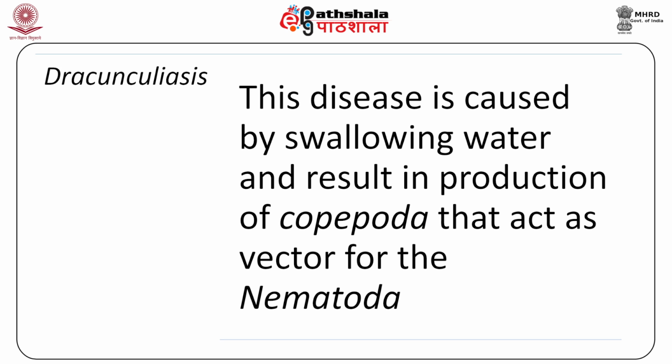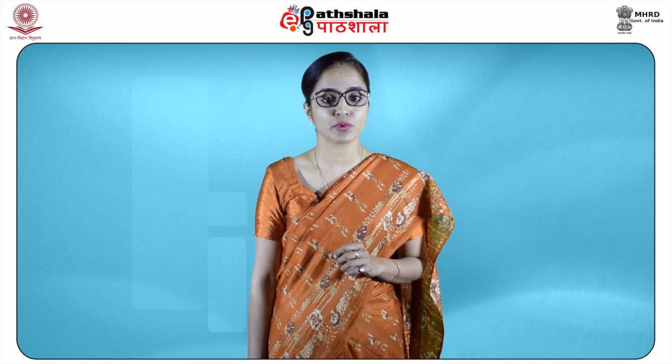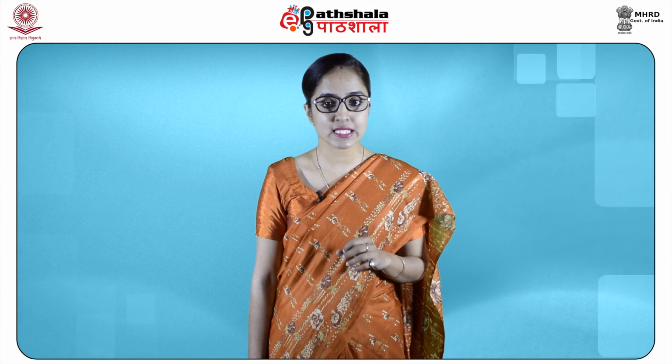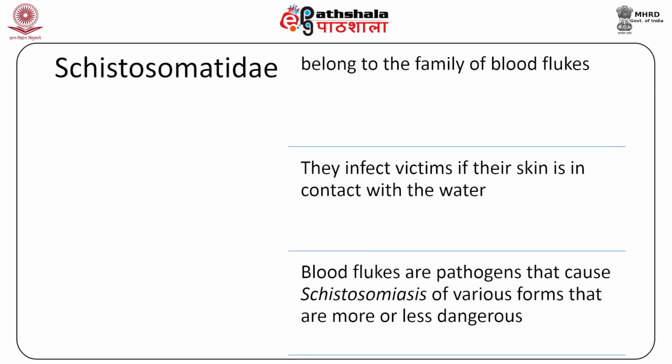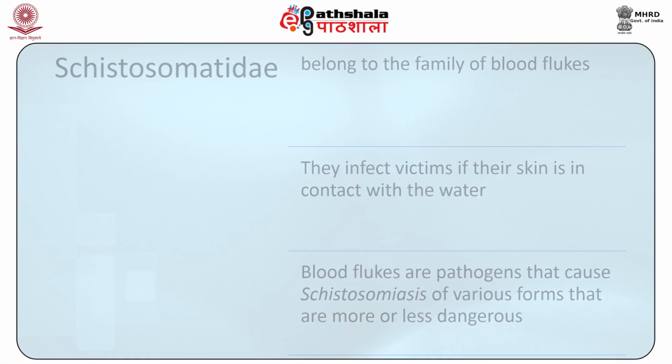This disease is caused by swallowing water and results in the production of cephalopoda that act as a vector for the nematoda. Another class of waterborne metazoan pathogens are some members of the Schistosomatidae family, which belong to the family of blood flukes. They infect victims if their skin is in contact with the infected water. Blood flukes are pathogens that cause schistosomiasis of various forms that are more or less dangerous.